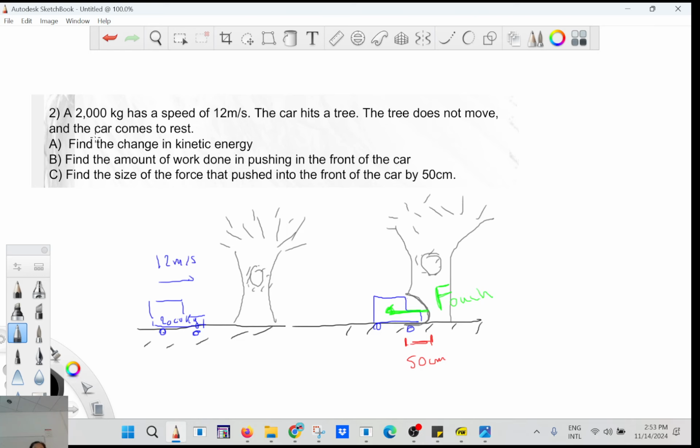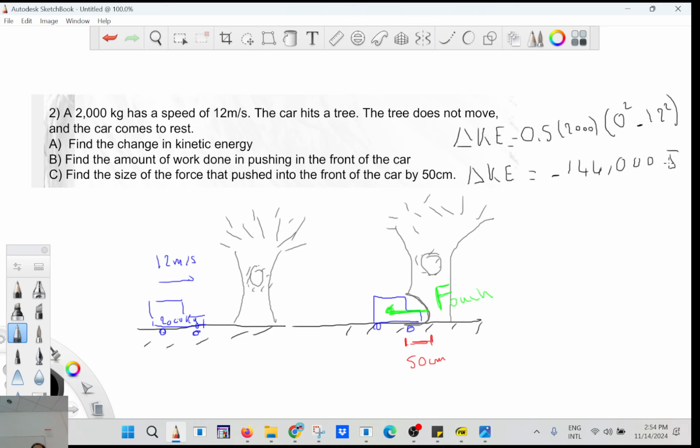So let's try to answer the first question. Find the change in kinetic energy. The change in kinetic energy will be 0.5 times the mass. So larger means worse, and then faster even worse. So final speed squared minus 12 squared. The change in kinetic energy will be negative because you are losing energy. Okay? So 12 squared is 144. Half of 2,000 is 1,000. So negative 144,000 joules.